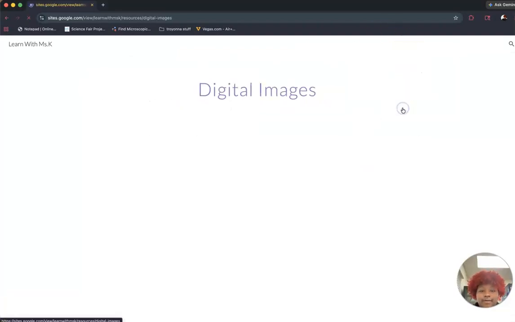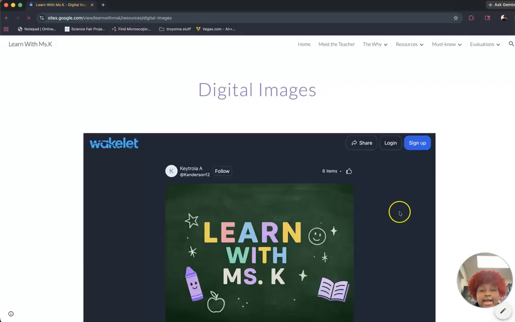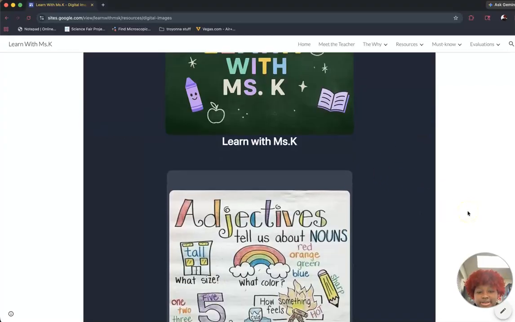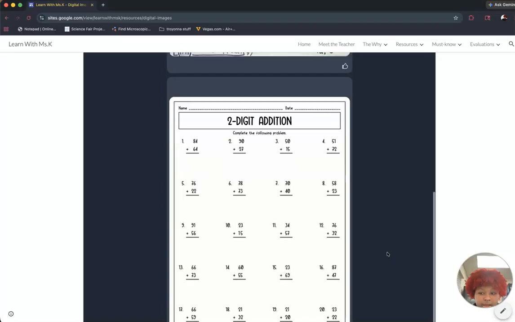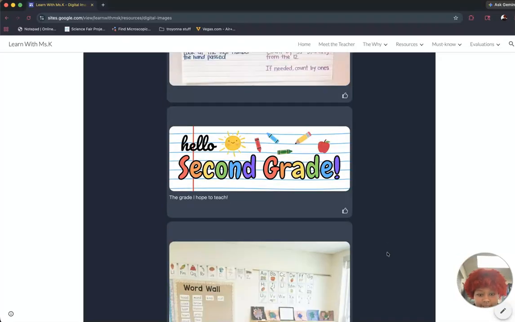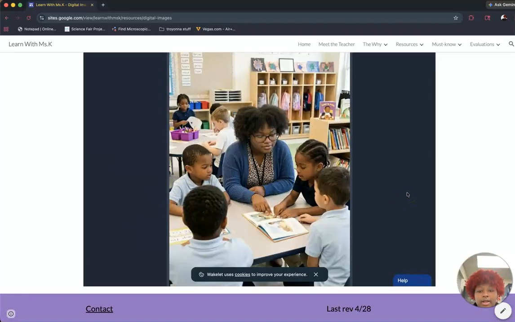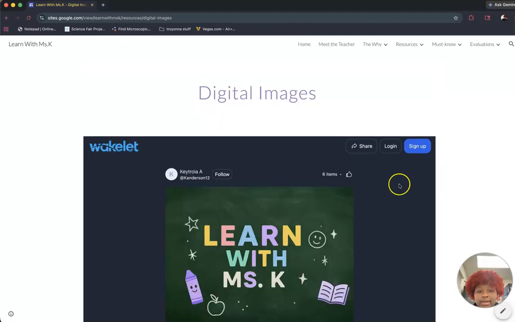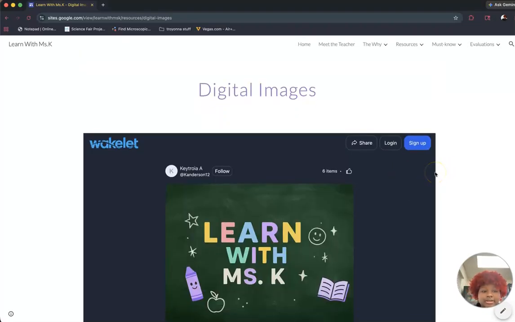Moving on, we also have digital images. My digital images include many images about what can be used in a second grade classroom, things that could help me. Also, I think digital images, specifically the Wakelet, I think that the Wakelet was a very great way of organization and keeping things together.